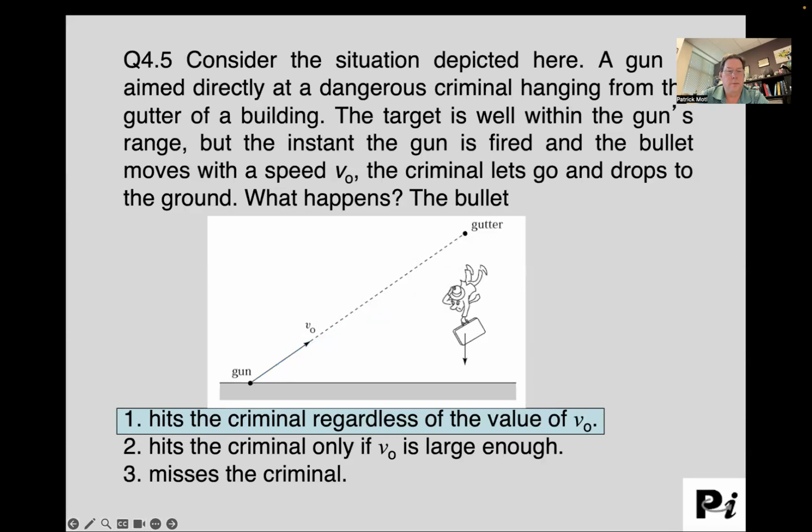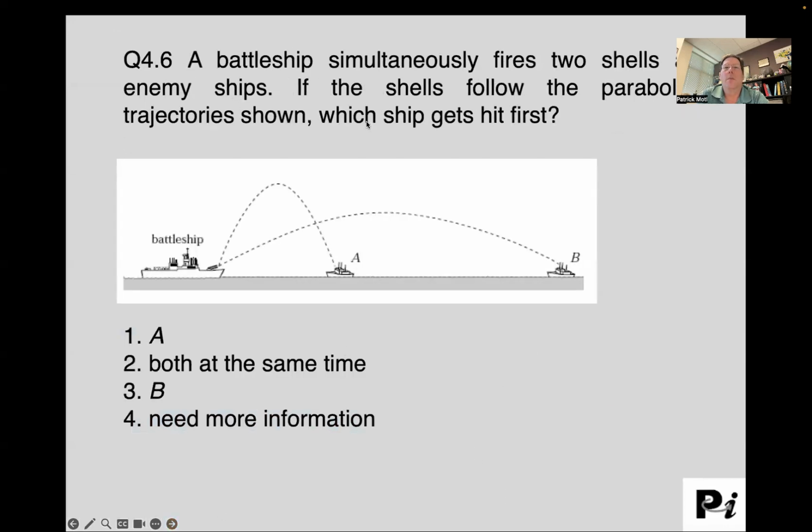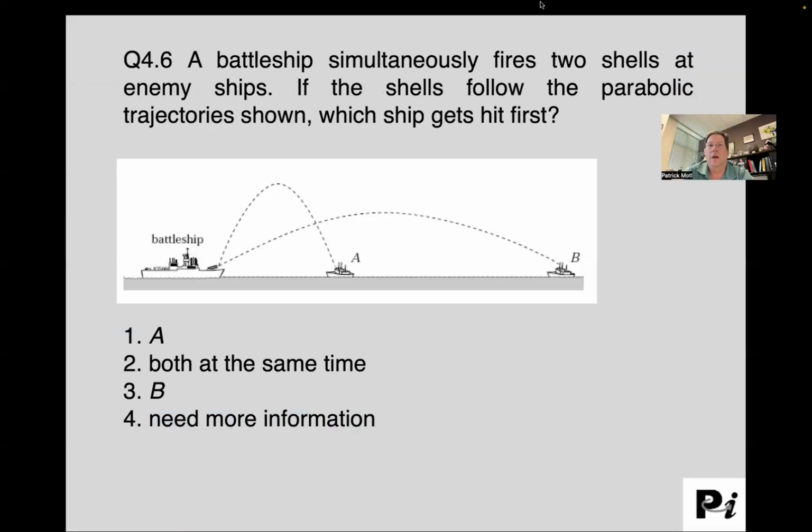And then one last one for projectile motion. All right. Battleship simultaneously fires 2 shells at enemy ships. If the shells follow the parabolic trajectory shown, which ship gets hit first? And be careful about what the assumptions in this question are. These 2 shells are fired simultaneously, and you're given the parabolic trajectories. Which ship is going to get hit first? Think about what you think the answer is, and then confer with your physics friends to see if you agree.